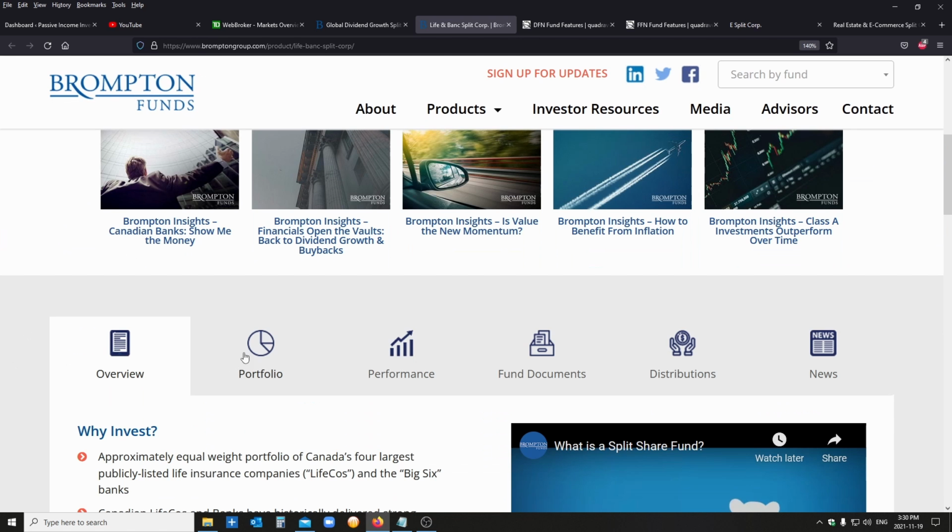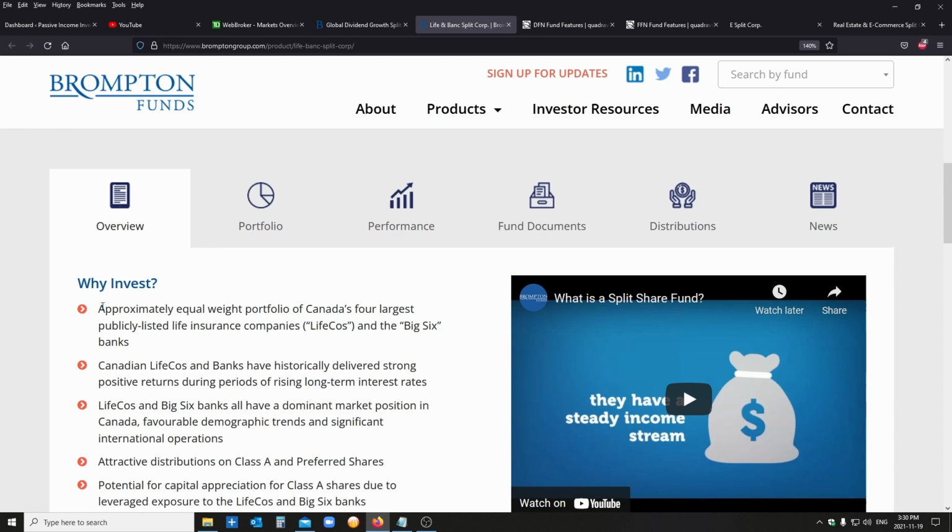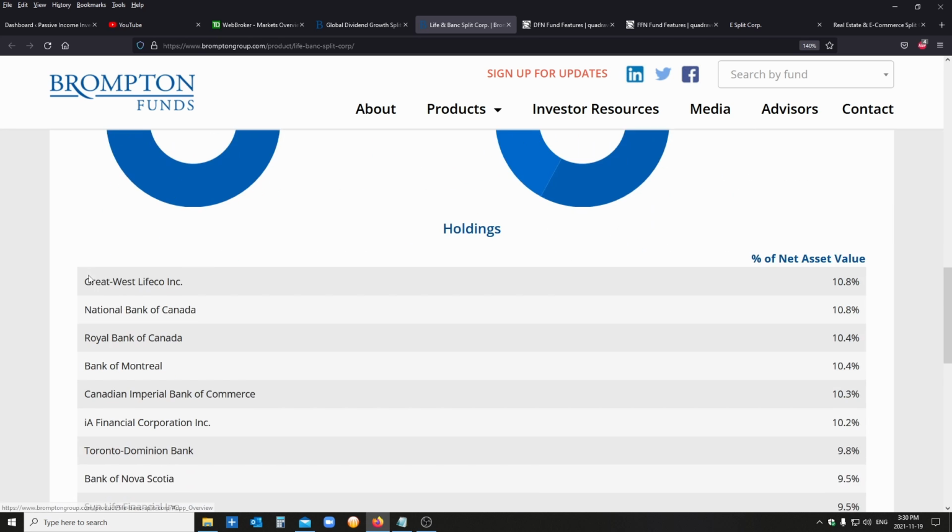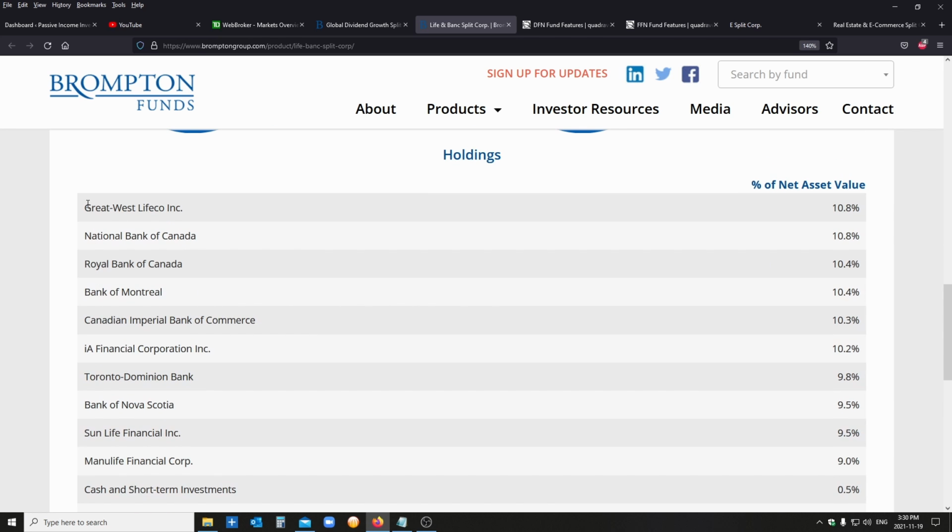So this one only has, like the description says, the big 6 Canadian banks and the big four life insurance companies, right? The big six Canadian banks, we know them by heart. And then there are the life insurance companies, which are Great West Life, IA Financial, Sun Life, and Manulife. And of course, the other 10 banks. So it's equal weighted. They're pretty much all equally weighted here.